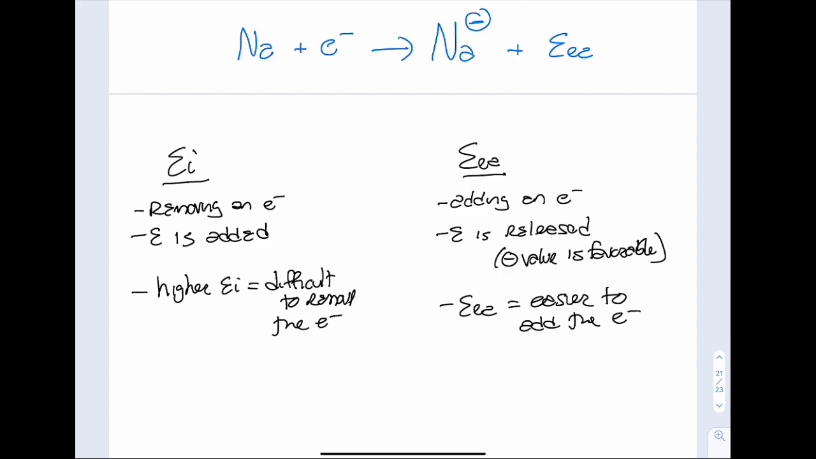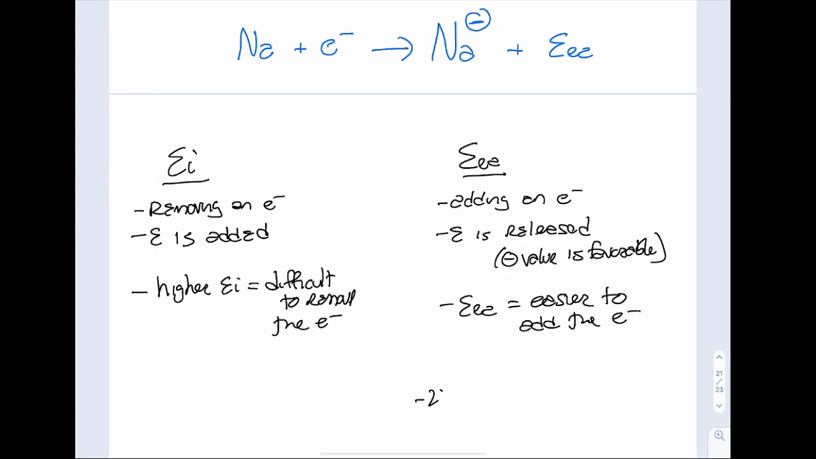So ionization energy, we're removing an electron. If you have a large value, it means it's difficult to remove it. With the electron affinity energy, we're adding an electron. If you have a large value, it means it's easy. And when I say large, there is going to be a negative sign in front of it, right? Just be really careful when talking about energy.